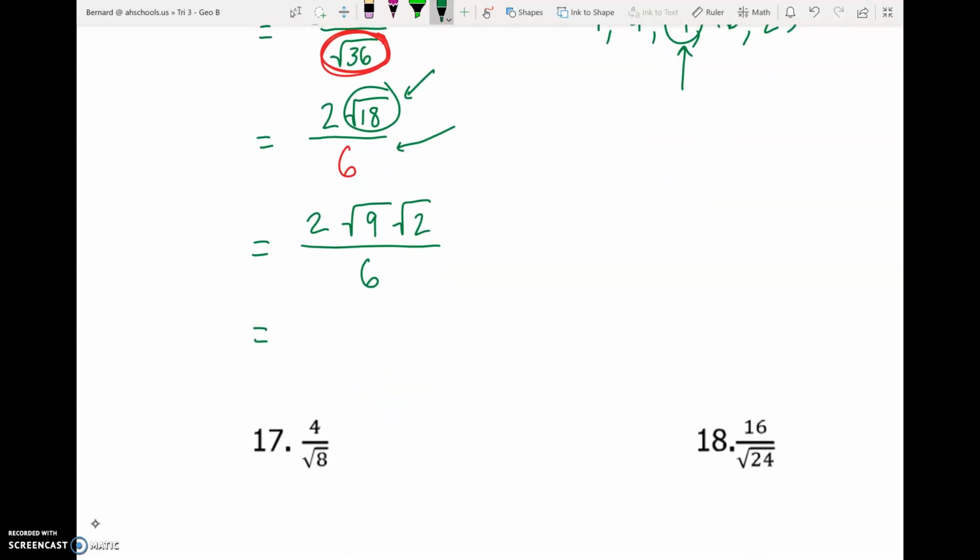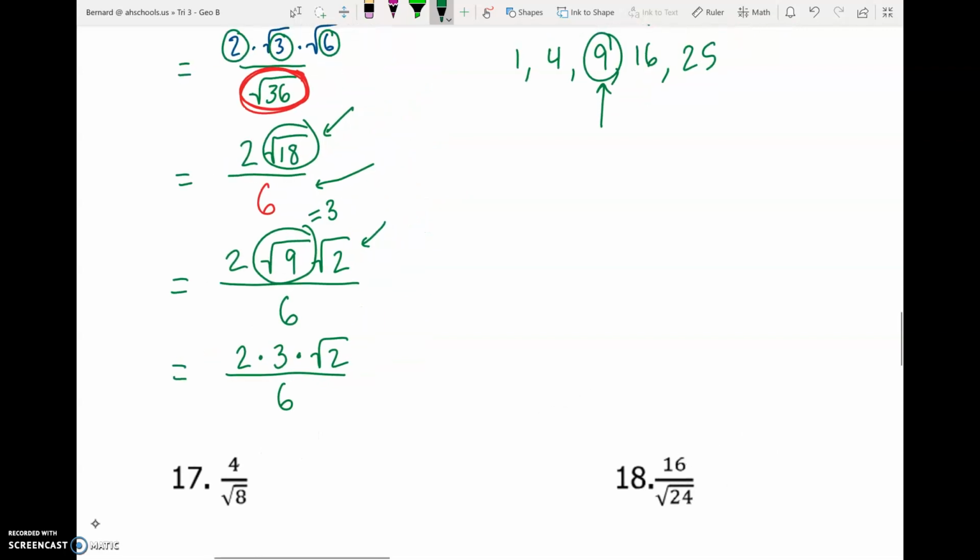And the biggest work in this step is recognizing this. The reason why we chose 18 to be 9 times 2 is because the square root of 9 is just 3. So now up top we still have that 2 out front. We now can turn the square root of 9 into 3, so this is like times 3, and then times, and we still have the square root of 2 sitting there. And then as well, we still have the 6 in the bottom of our fraction.